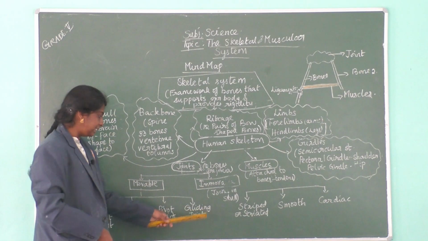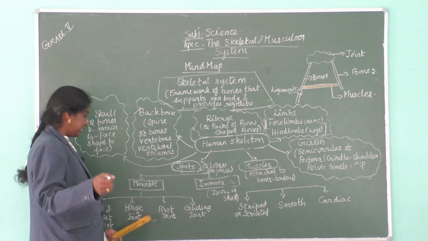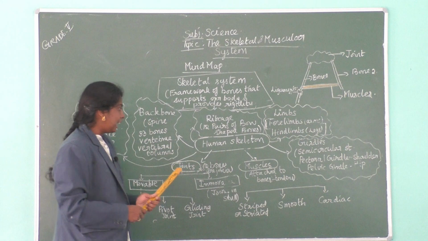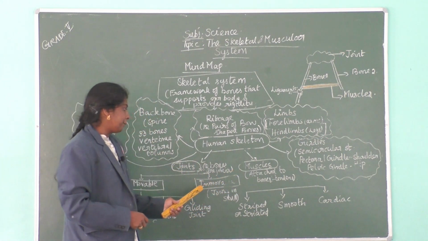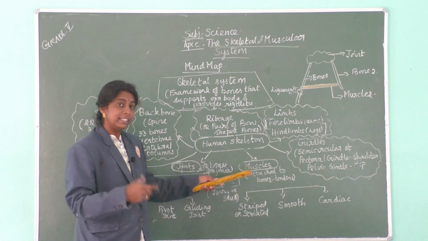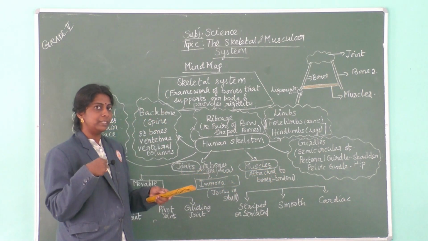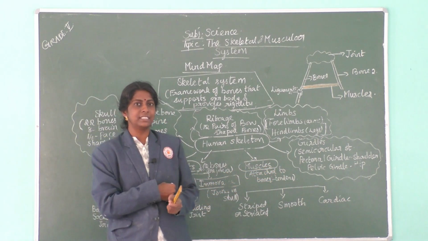I'll tell you in detail: ball and socket, hinge joint, pivot joint, and gliding joint. Clear? And now about muscles. What are muscles? They are attached to bones with the help of tendon tissues.